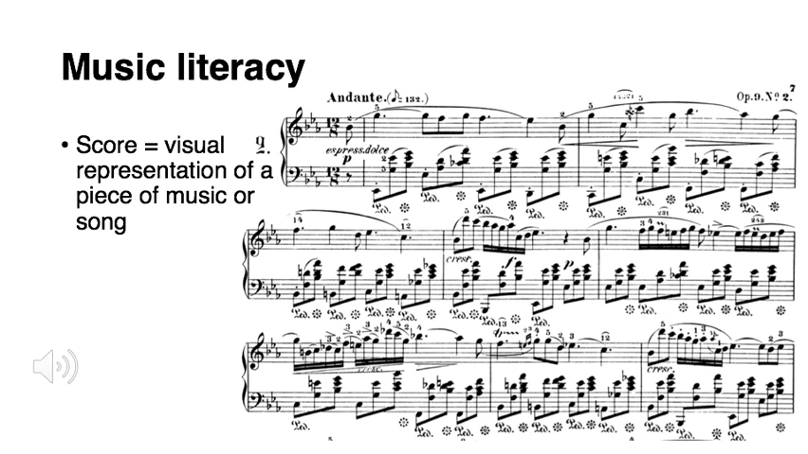The visual representation of a piece of music or song is called a score, and it looks just like this. All of these symbols are telling the performer which sounds to produce and how to produce them, and once a pianist gets a hold of this score and plays it, it sounds like this.